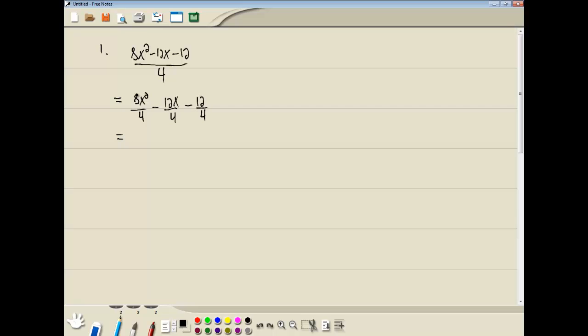Now at this point you simplify it. 8 divided by 4 is 2, so we got 2x squared minus 12 divided by 4 is 3x minus 12 divided by 4 is 3. So that'd be your answer.